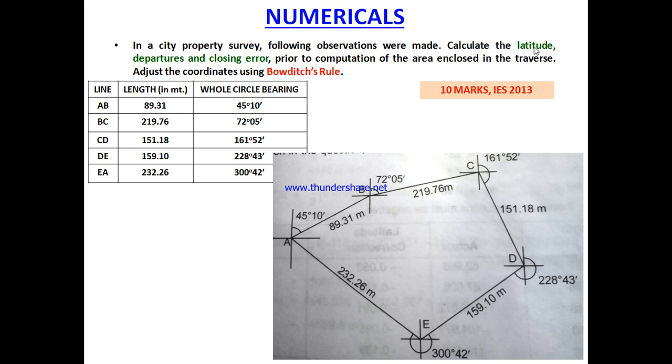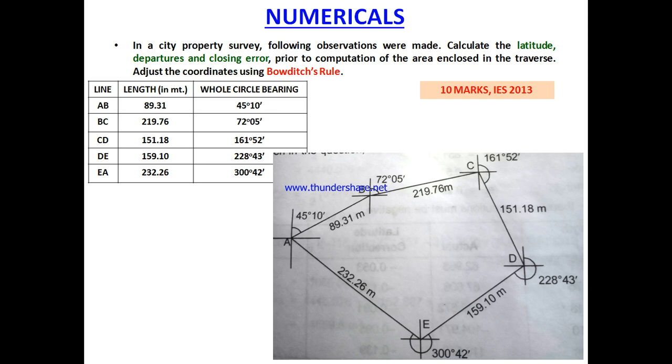Before going to this part, first let us recall some formulas. How to calculate latitude? It is equal to L cos theta. How to calculate departure? It is equal to L sin theta. What are the sign conventions of latitude and departure? For the first quadrant, the latitude is in the north direction and the departure is in the east direction, so both are positive. For the second quadrant, the latitude will be negative while the departure is still in the east direction, so it will be positive.